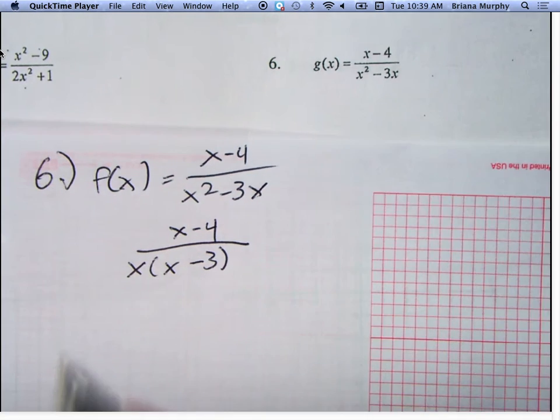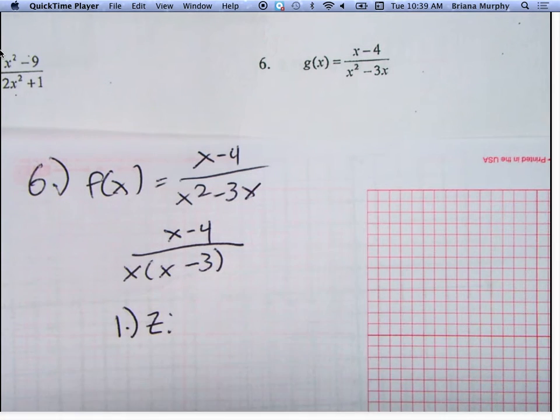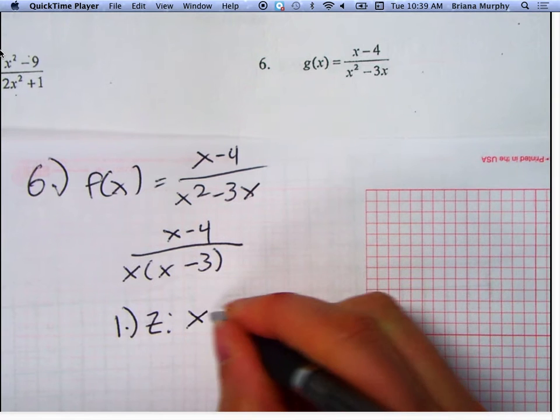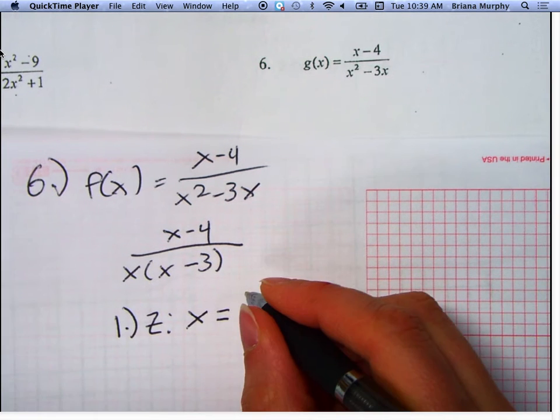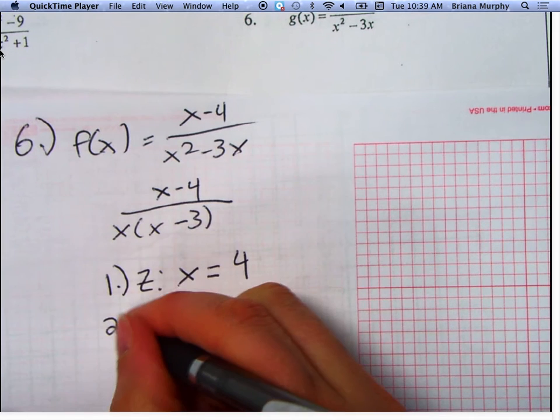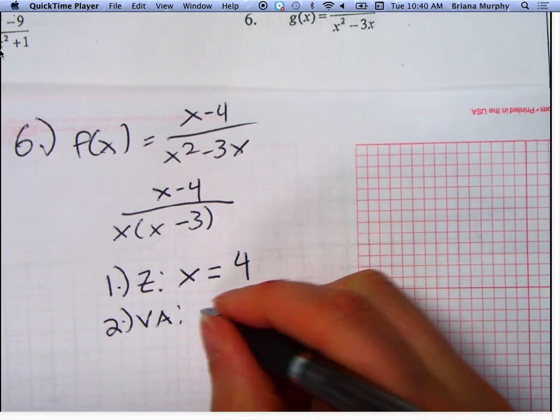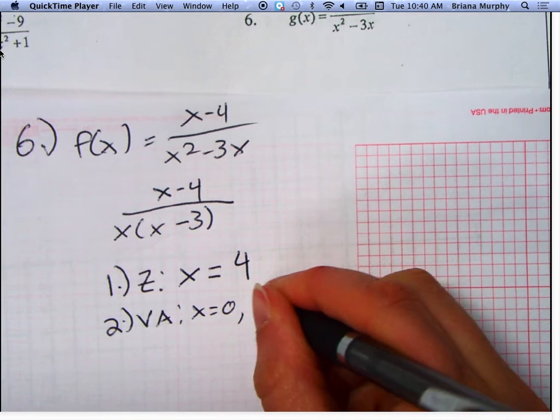Okay. Number 1, what are my zeros or my x-intercepts? x equals 4. What are my vertical asymptotes? x equals 0, x equals 3. Perfect.